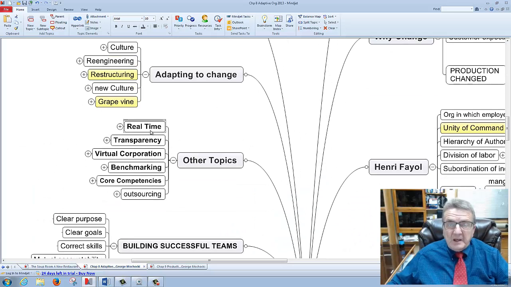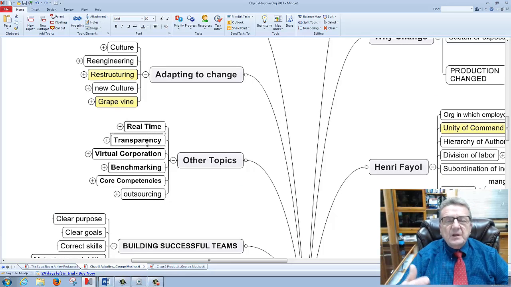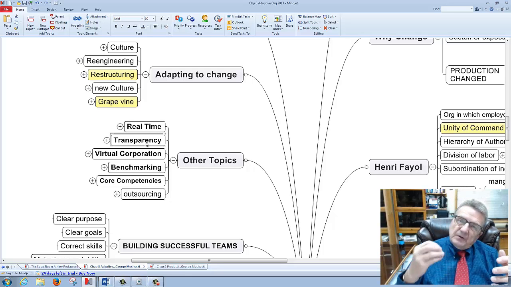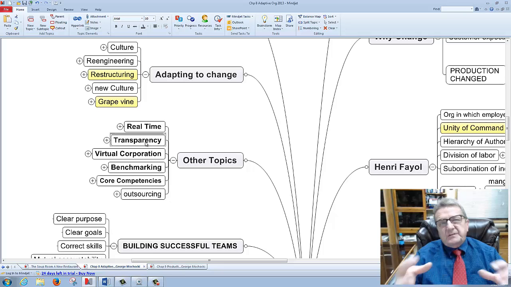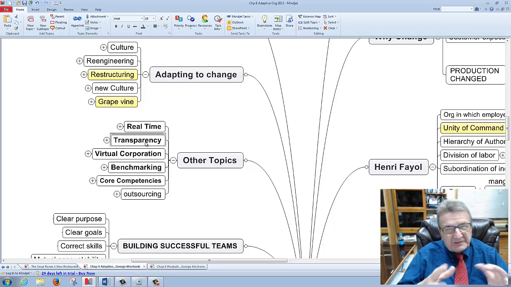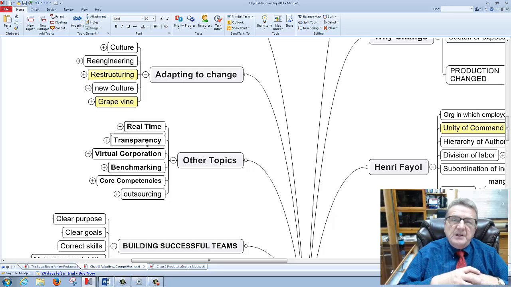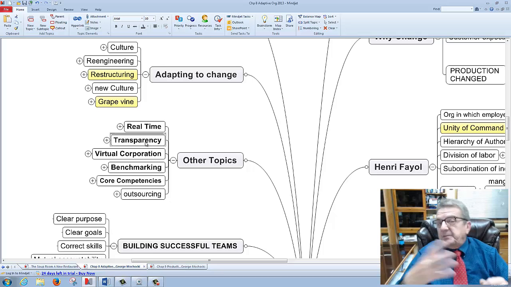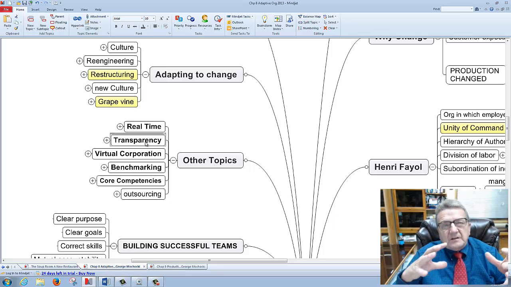Okay, now other topics. Real time is what's actually happening. Transparency: you try to be as transparent as you can with your owners and your stakeholders. But remember, you're still a business. You still have to worry about the competitive edge. You have to decide which information you're going to let out and which you don't. So transparency is kind of vague. It depends on the situation. You still want to be ethical, but you don't want to tip your hand. So it's a fine line.